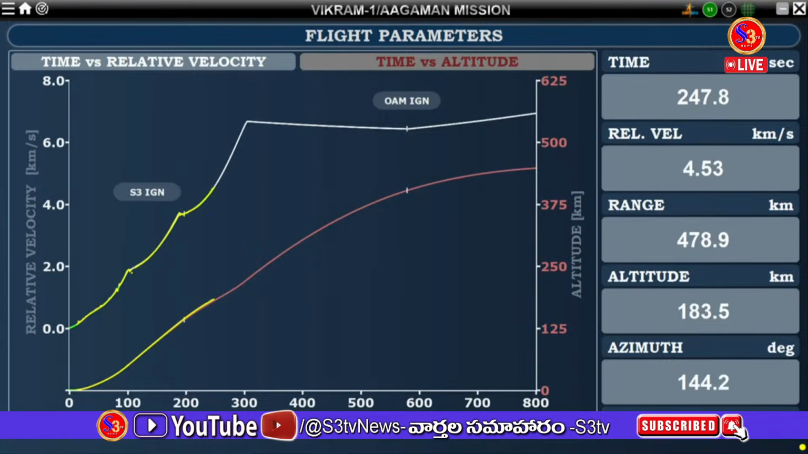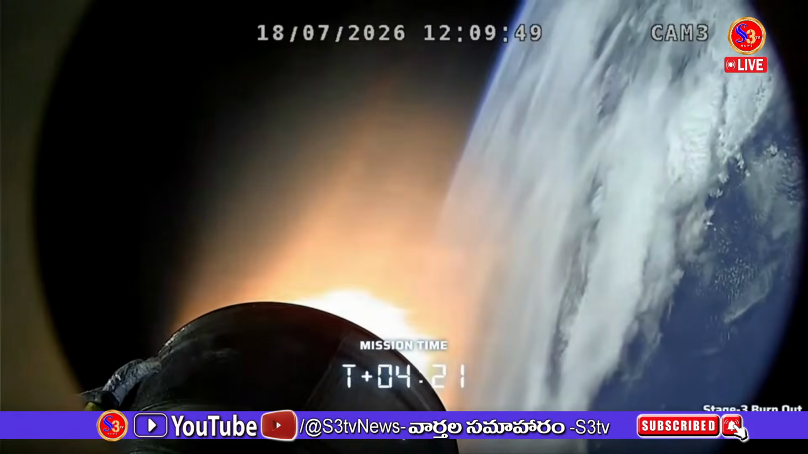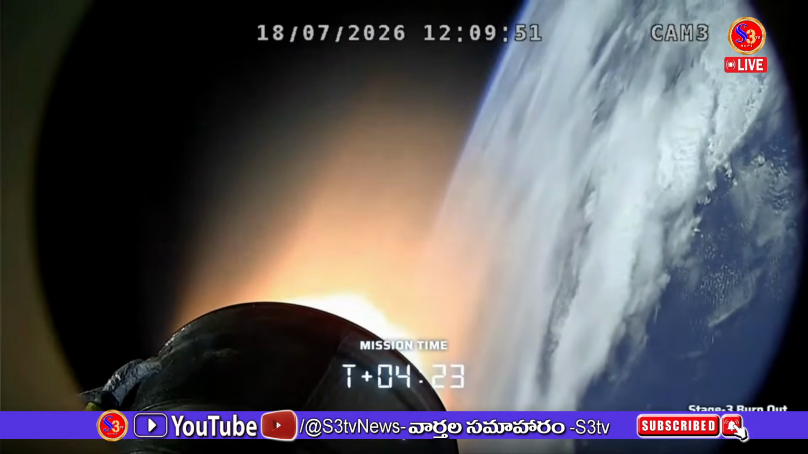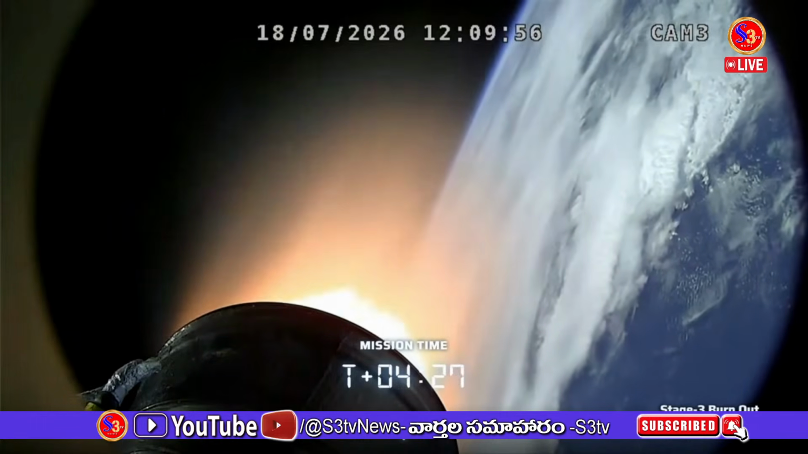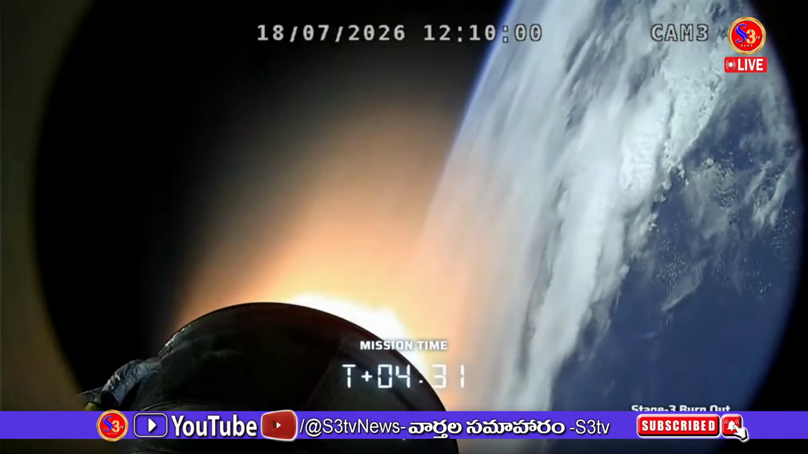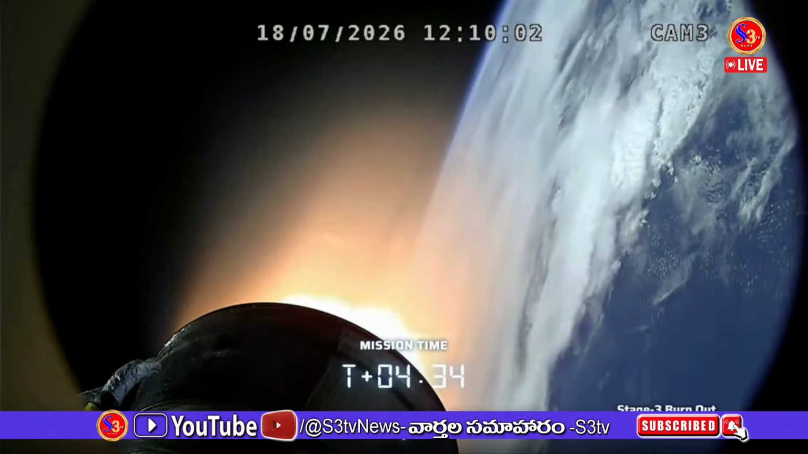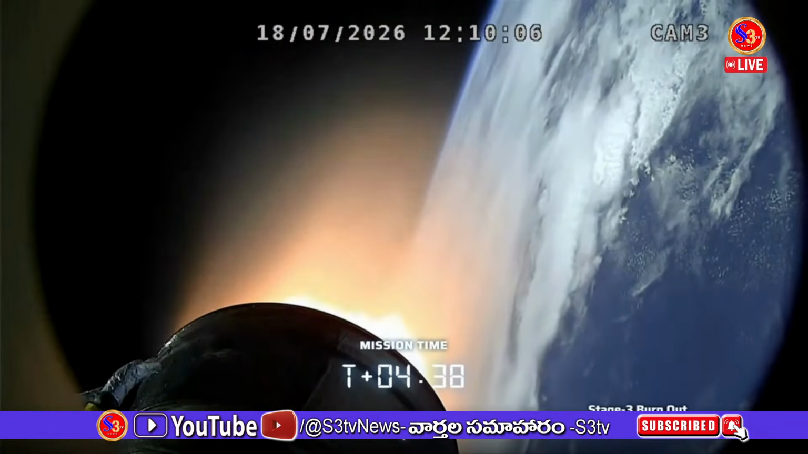We have near exact following of the intended trajectory. The two dotted lines on your tracking screen essentially indicate the current performance of the vehicle, and it closely matches with prediction. This is on your screen on board from stage 3. What you see is the rocket plume and the nozzle, and Earth, our home. What a beautiful view. क्या सुंदर दृश्य है हमारी पृथ्वी का.